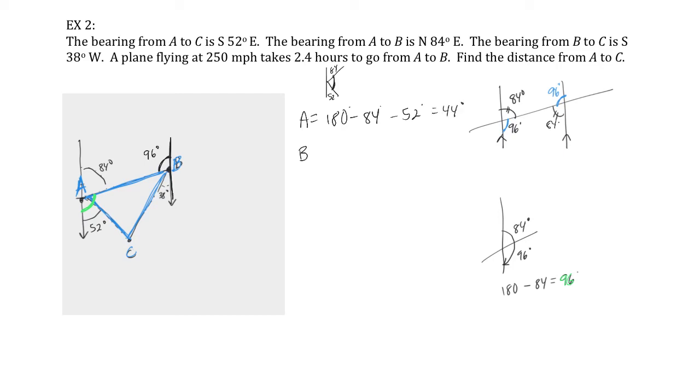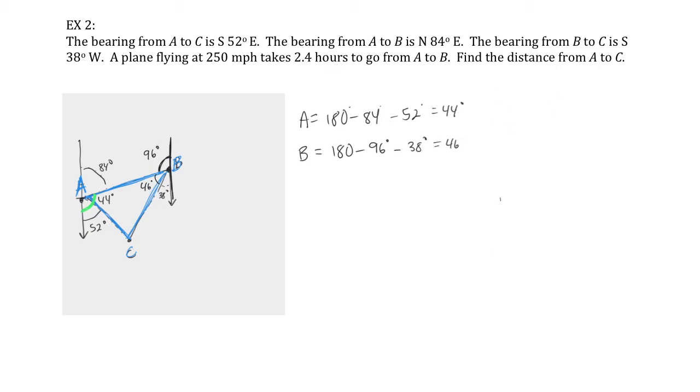Okay, angle B, we have 180. We just figured out that upper angle was 96, and then we were given the bearing of 38. So angle B is 46 degrees. So I'm going to put that in what I have. Angle A is 44, and angle B is 46. Okay, now let's try and figure out angle C. I'm going to kind of erase some of what I got.